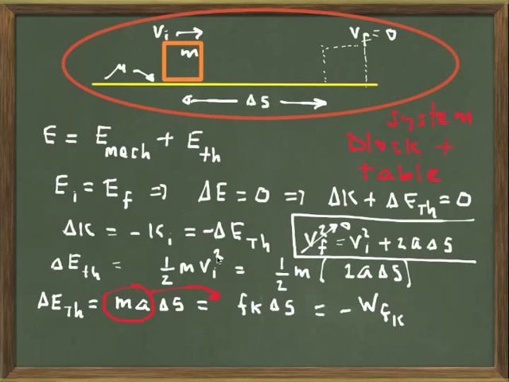By how much does it increase? It increases by the force of friction, kinetic, multiplied by delta s. So whenever you have friction acting on your problem, this is how much that friction is going to increase the thermal energy of the system.